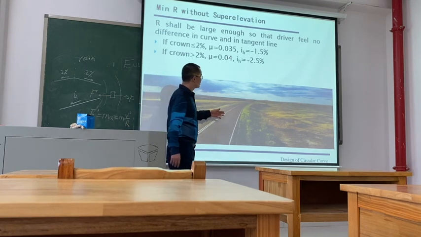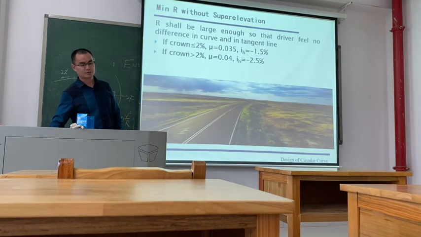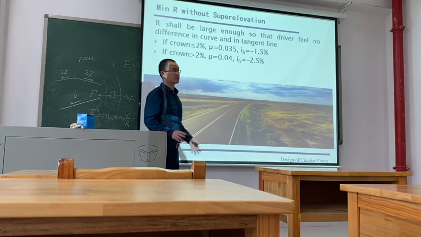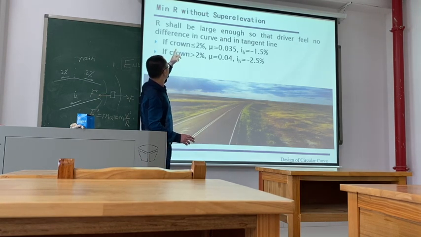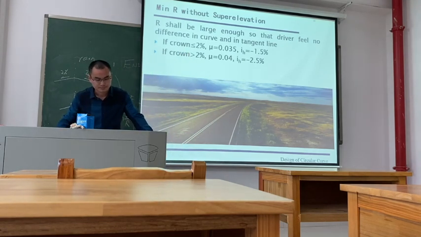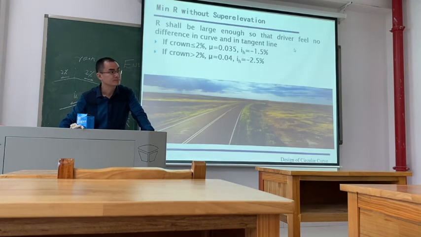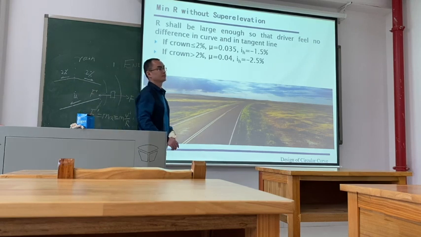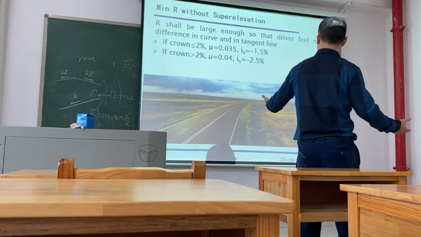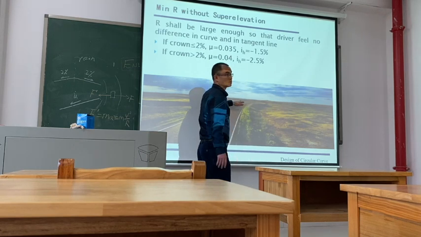This circular curve with a larger radius, without superelevation. Okay. If the road is like this, if the road is in the plane, we don't need superelevation. We don't need to put superelevation. No superelevation.